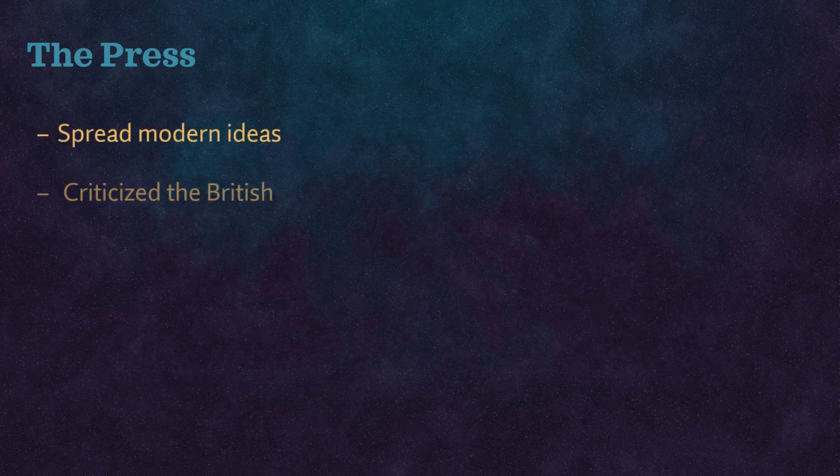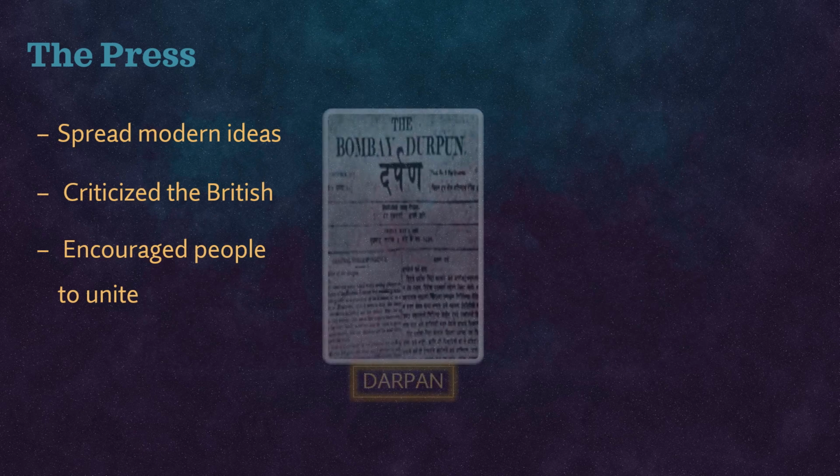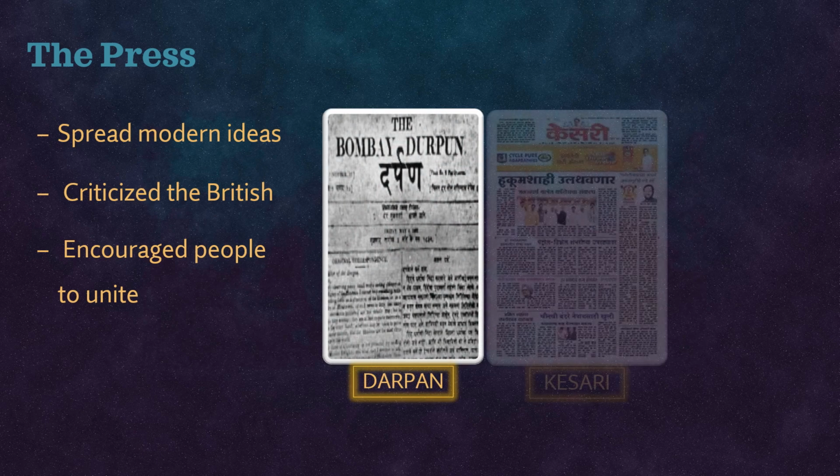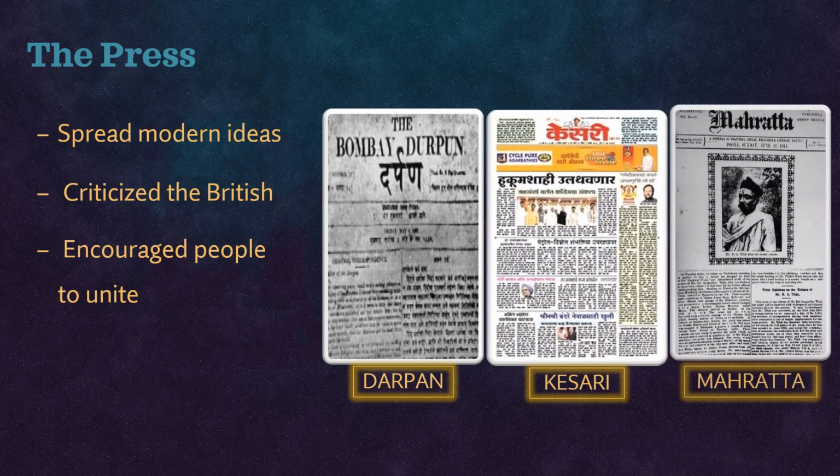Let us now study about the role of the press. The press, that is the newspapers and various books written, spread modern ideas and criticized the British. Newspapers encouraged people to unite and work for the nation. Periodicals in regional languages reflected the problems of the Indians. Newspapers such as Darpan, Prabhakar, Kesari, Maratha, etc. rendered a valuable service in bringing about political awakening in India.